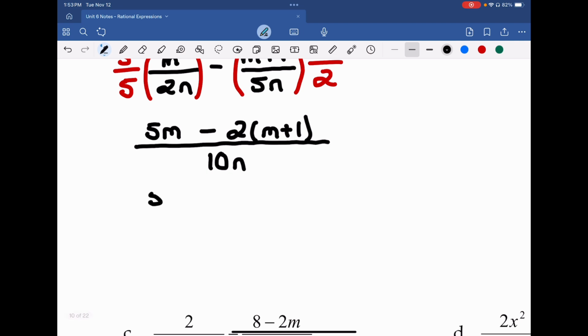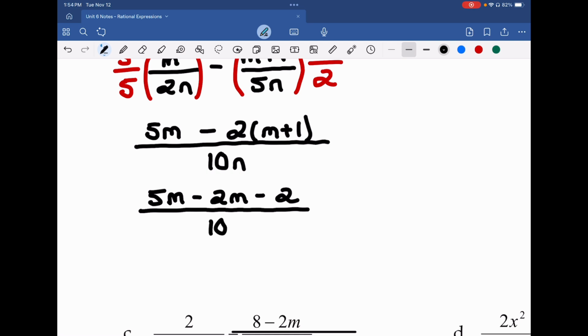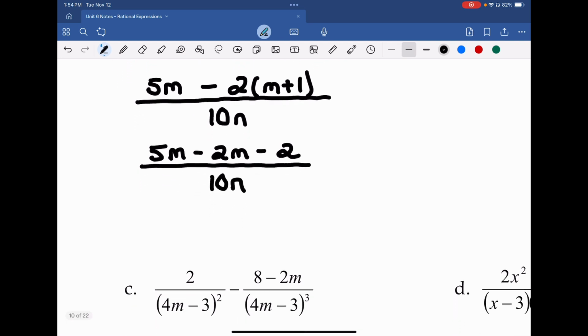Now from here, if I expand this, it's 5m minus 2m, and I'm going to expand this. This is going to be 2m minus 2, because the negative goes to both, and then this is going to be divided by the 10n. And then from here, I'm going to combine my like terms. I see that we have 5m minus 2m, that's 3m, minus 2, all over 10n.